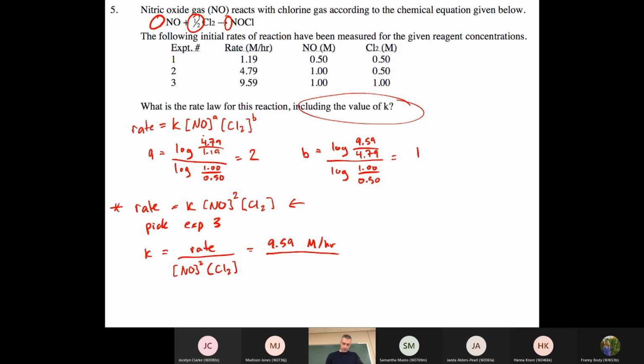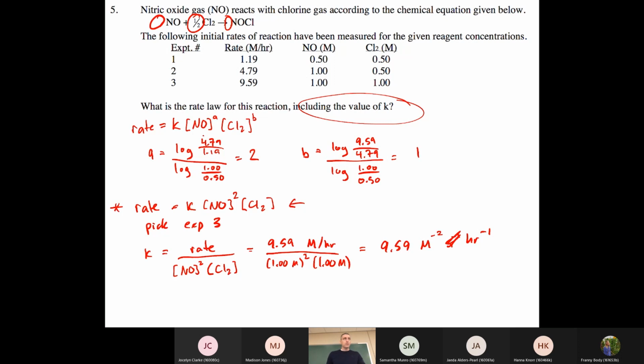Our concentration is 1.00 molar squared, 1.00 molar. And this gives us a value of 9.59 molarity to the -2 seconds to the -1. Not seconds, hours to the -1.